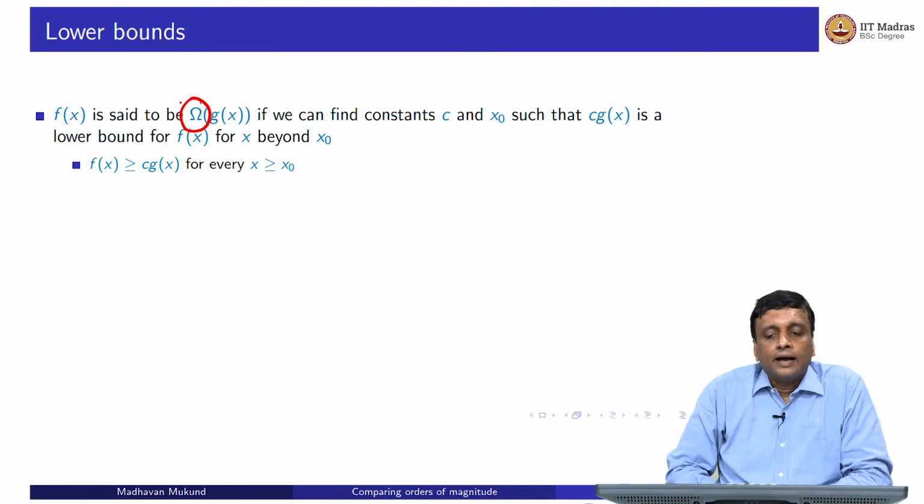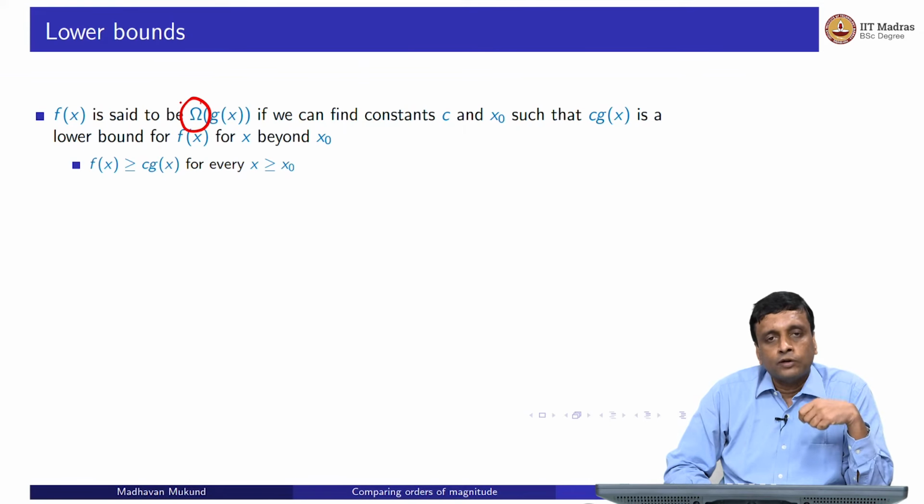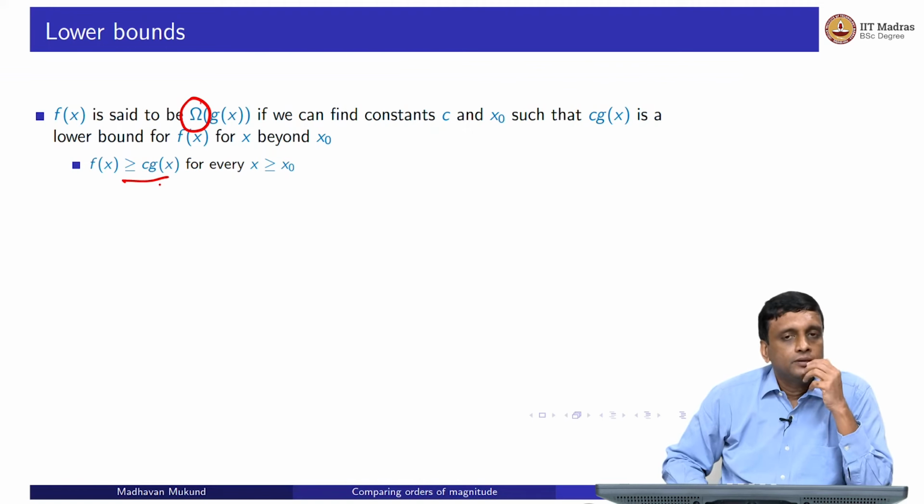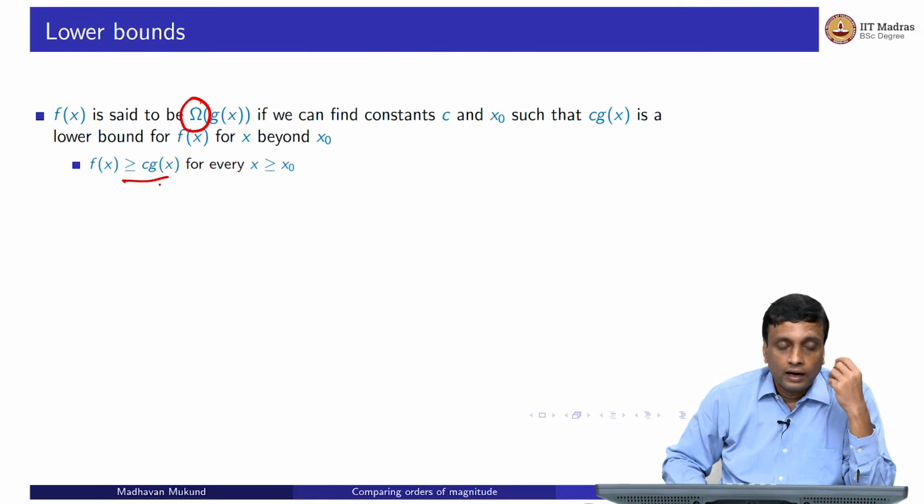And so similar to the other one, you want to find these constants, but here instead of saying that f of x is smaller than or equal to g of x, you are saying f of x is bigger than or equal to g of x, right. So this says that now g of x is a lower bound, right. It is saying that f of x will never go below it after a certain point.